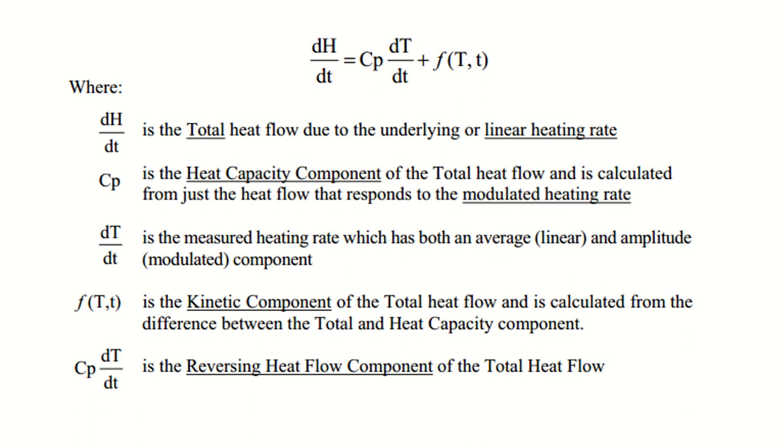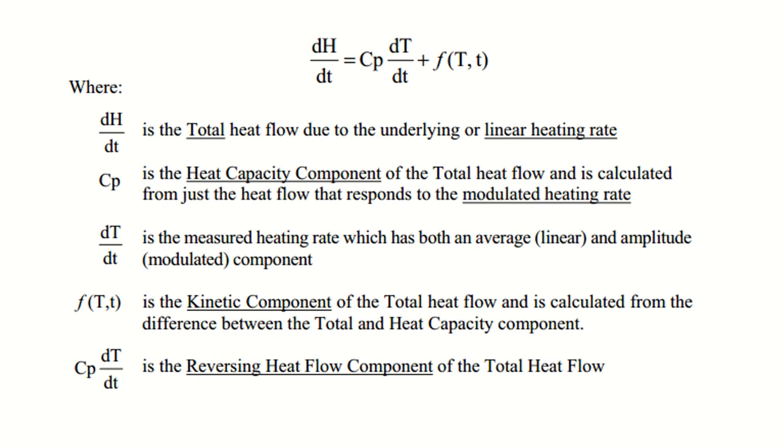Here dH/dt is the total heat flow due to the underlying or linear heating rate, while Cp is the heat capacity component of the total heat flow and is calculated from just the part of the heat flow that depends on the modulated heating rate.